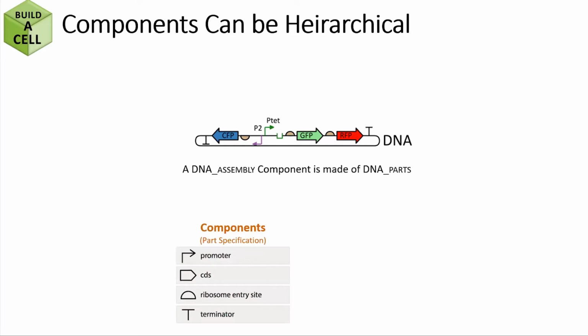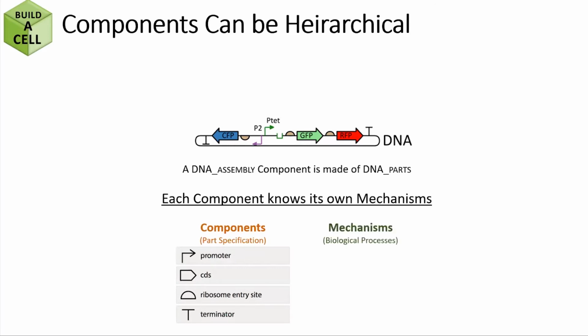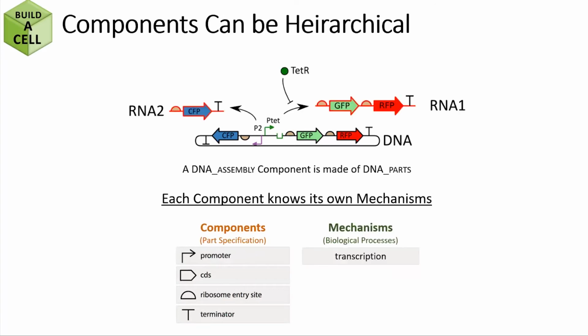And so this component is really made up of a bunch of subcomponents. Each of these subcomponents knows by design what it's supposed to do. This is why we would build this construct. The promoter is supposed to cause the construct to be transcribed, and in one case, that transcription is regulated by TET-R. The CDS and ribosome binding site together allow for translation into a protein product.